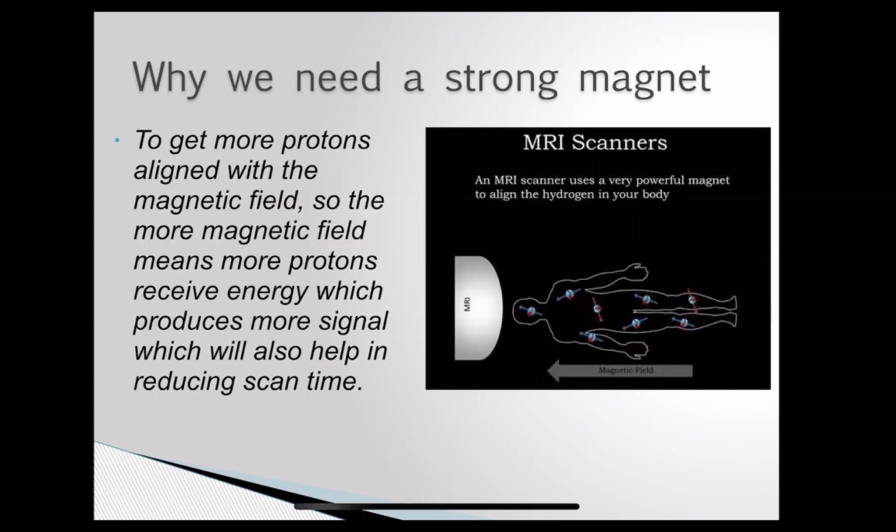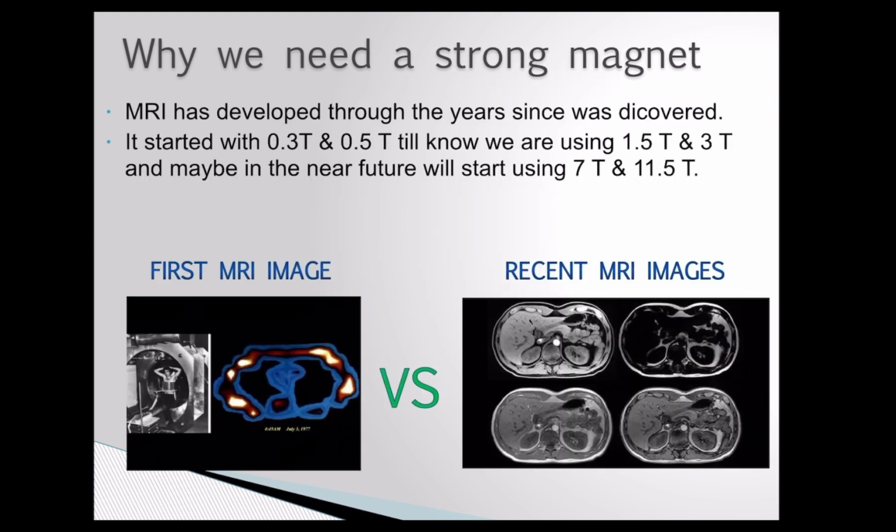Why do we need a strong magnet? To get more protons aligned with the magnetic field. So the stronger the magnetic field, the more protons receive energy, which produces more signal, which will also help in reducing scan time. MRI has developed through the years since it was discovered.